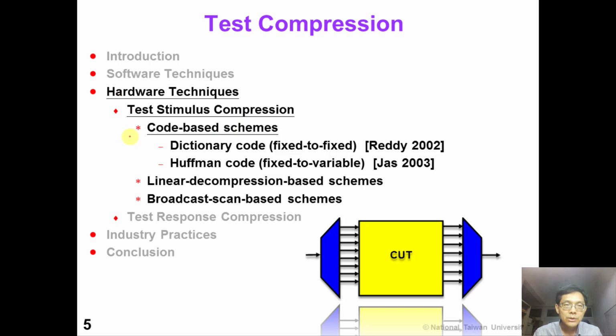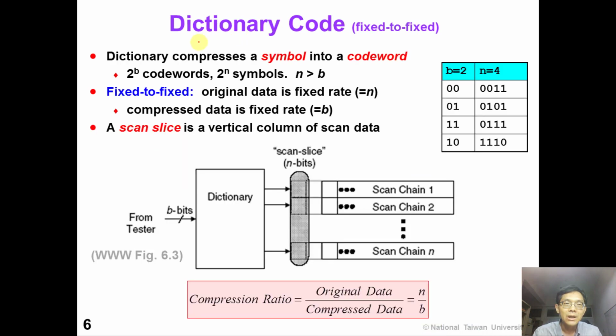Now we will introduce three types of hardware test stimulus compression in this video. The first one is the code-based scheme, the second one is the linear compressor-based scheme, and the third one is the broadcast scan-based scheme. Under the code-based scheme, we will introduce dictionary code and Huffman code, which were invented in 2002 and 2003 respectively. The idea of dictionary code compression is we can translate a symbol into a code word.